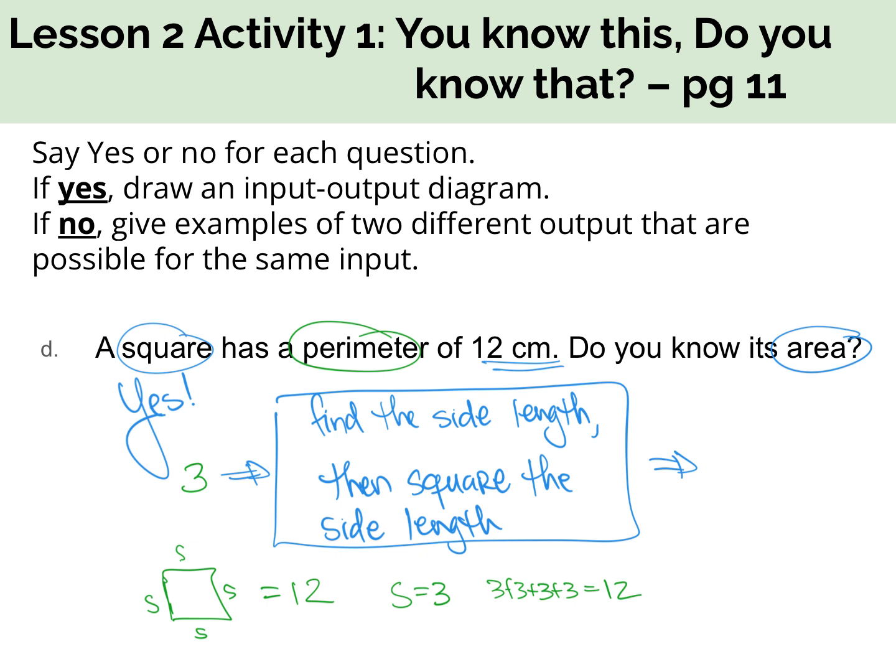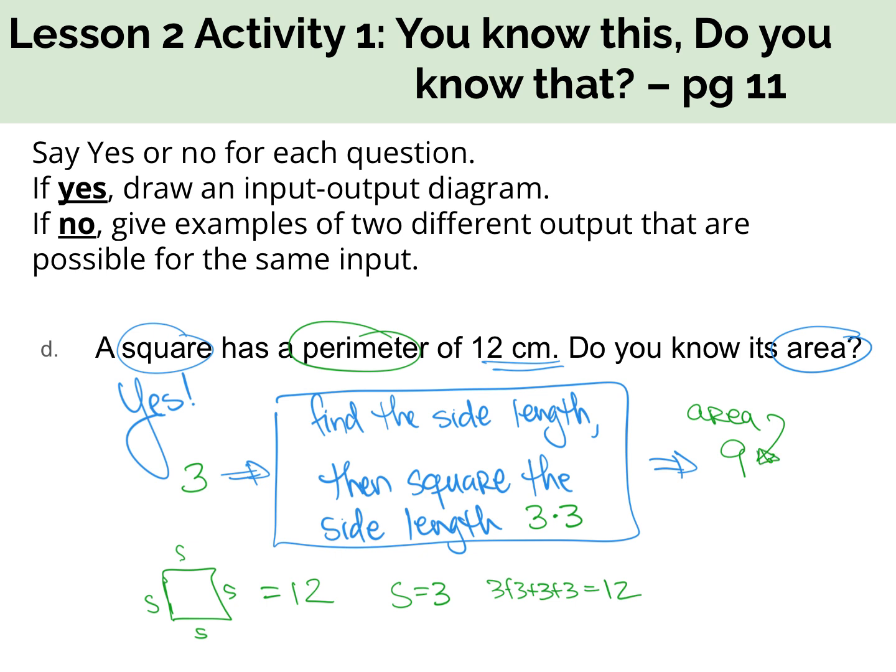So we found the side length. We're going to take it and square it. And we talked about squares before. We're going to take the number and multiply it by itself. So 3 times 3 is 9. So then the area is going to equal 9.